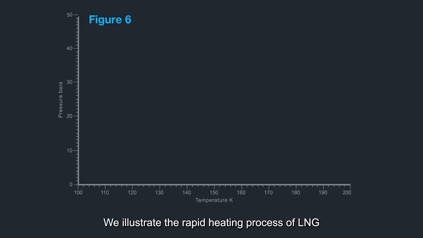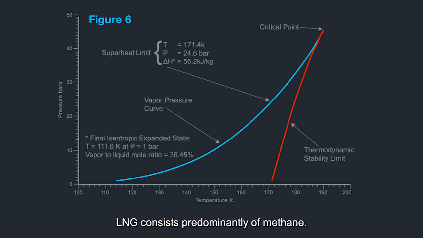We illustrate the rapid heating process of LNG leading to a rapid phase transition on a phase diagram. LNG consists predominantly of methane. Certainly, LNG compositions will contain higher fractions of ethane and some propane, and as a result, their phase diagram is different from that of pure methane. First, let us look at how the superheat limit is reached for pure liquid methane. This is illustrated graphically in Figure 6. Follow the dashed blue line at the bottom of Figure 6.